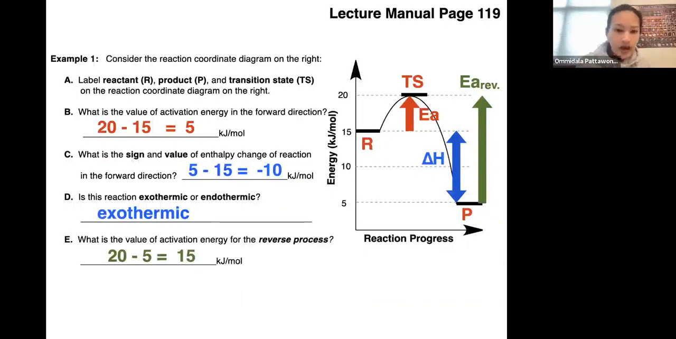Okay, so in this case, if I ask you which one would be faster, the forward direction or the reverse direction, you can see here the forward direction would be faster than the reverse direction because the forward direction requires less energy than the reverse direction.